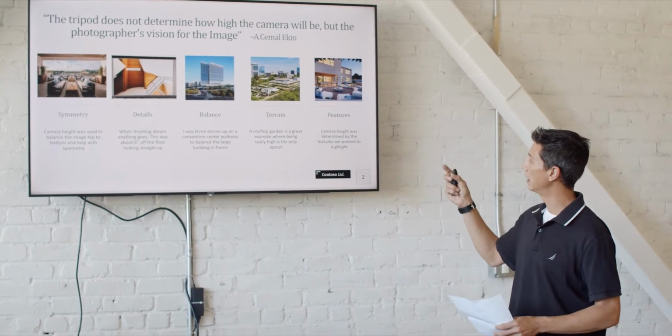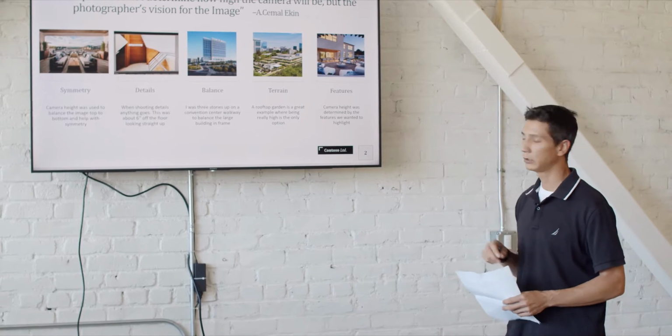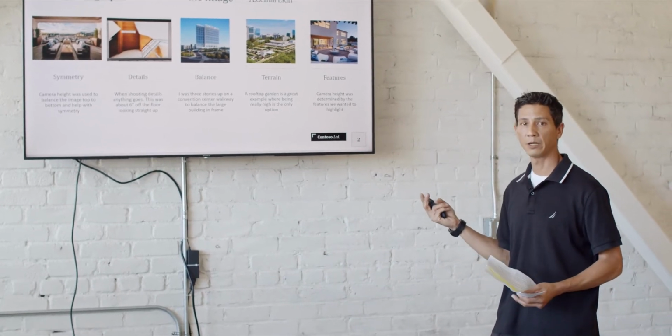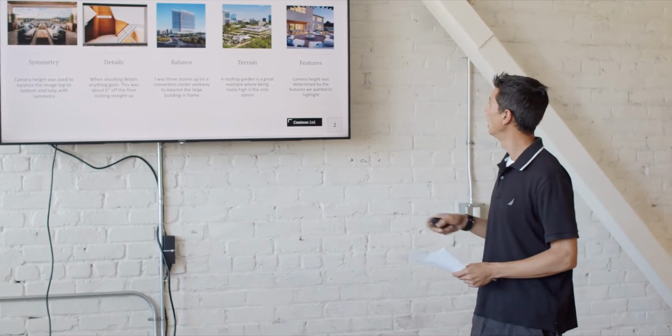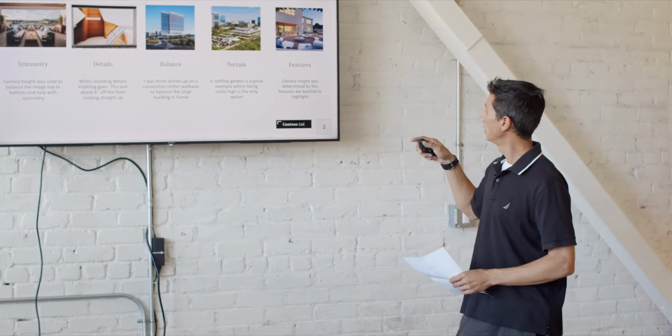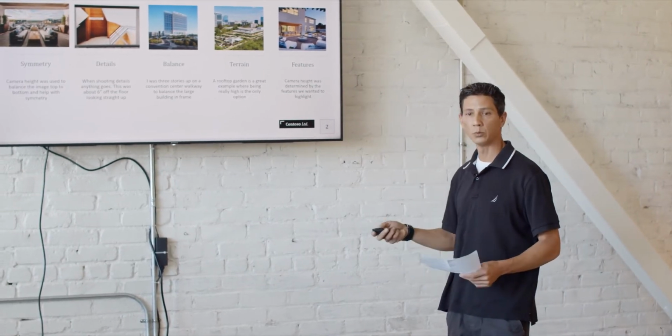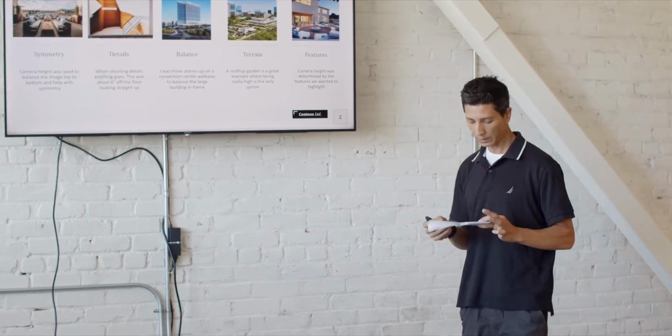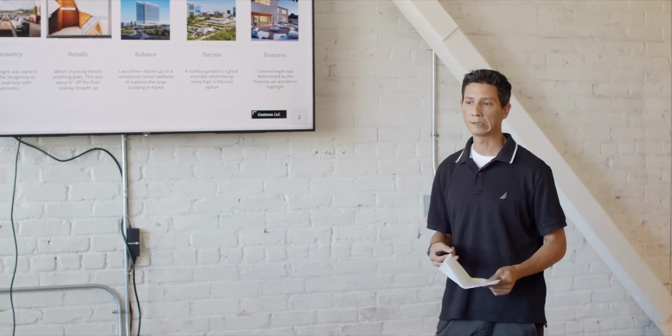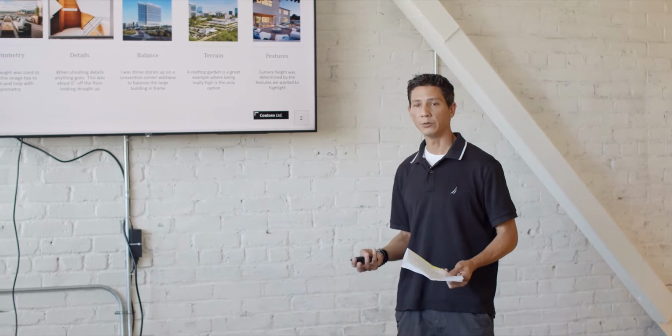Different terrain, rooftop garden, here's an example. You can only see that from a bird's eye view, so I shot that with my drone. And then different features that we want to highlight, whether it be seating areas, dining areas, pools, fireplaces, things like that. My goal is to give you just a little bit of insight of what it is that we're doing.